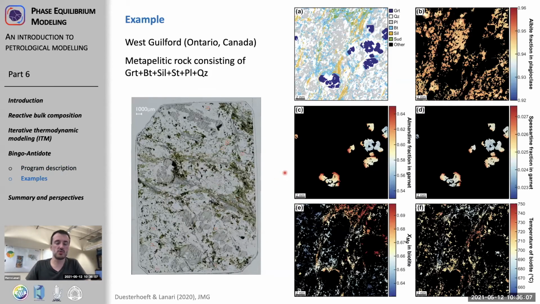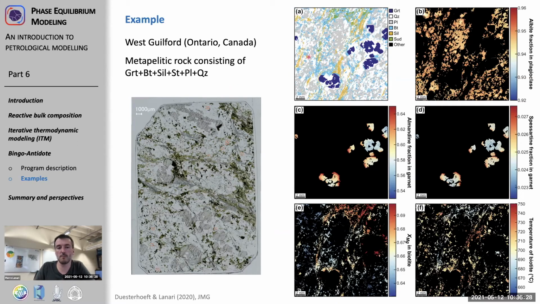Now I want to show you quickly an example. That's the example we provided in the paper where we describe the program. It's based on a rock that Eric Djurstoff studied. It comes from Canada, and it's a metapelitic rock with garnet, biotite, sillimanite, staurolite, plagioclase plus quartz.